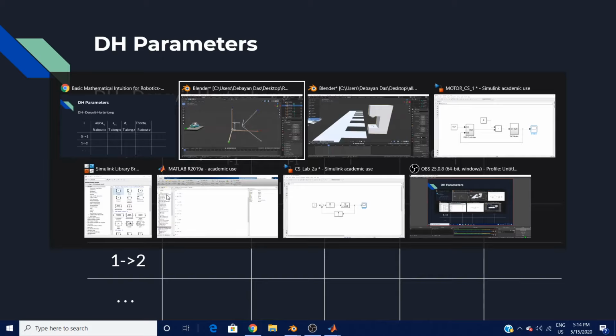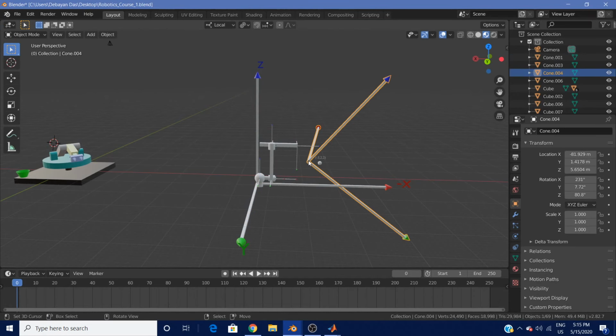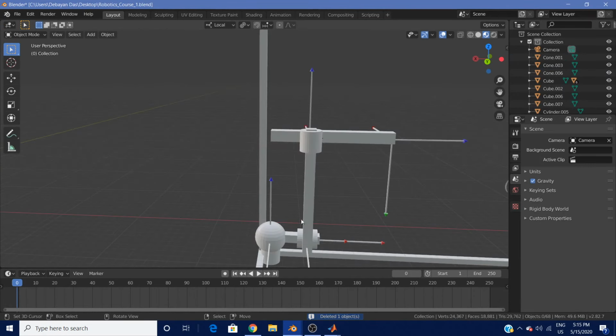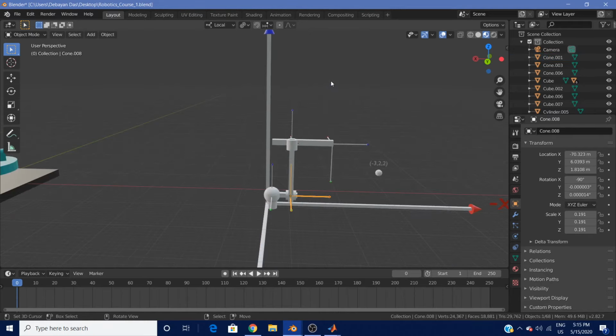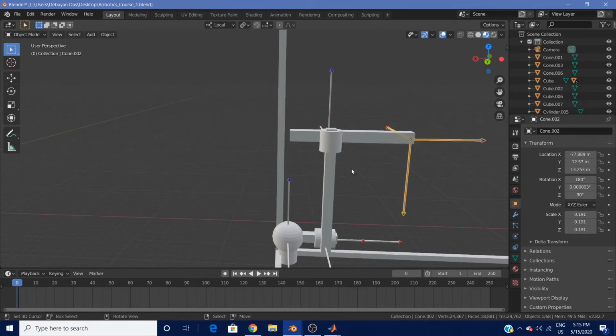where step one would be to assign frames. So we can see we have the base frame here, the first frame. So this is actually the base frame. So 0 to 1, 1 to 2, 2 to frame number 3, and 3 to the final end effector frame, which is 4.